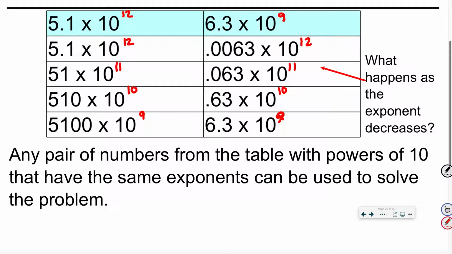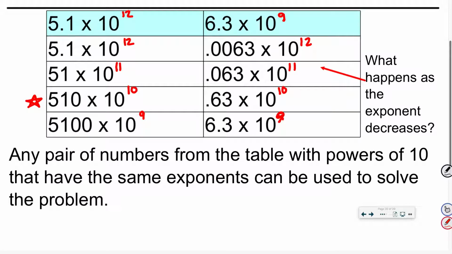If you had to finish, now you are going to finish this problem. You're going to do the subtraction and actually subtract 5.1 times 10 to the 12th minus 6.3 times 10 to the 9th. But before you do that, take a look here at the table that we have filled in. Which power of 10 are you going to use? 10 to the 10th power.